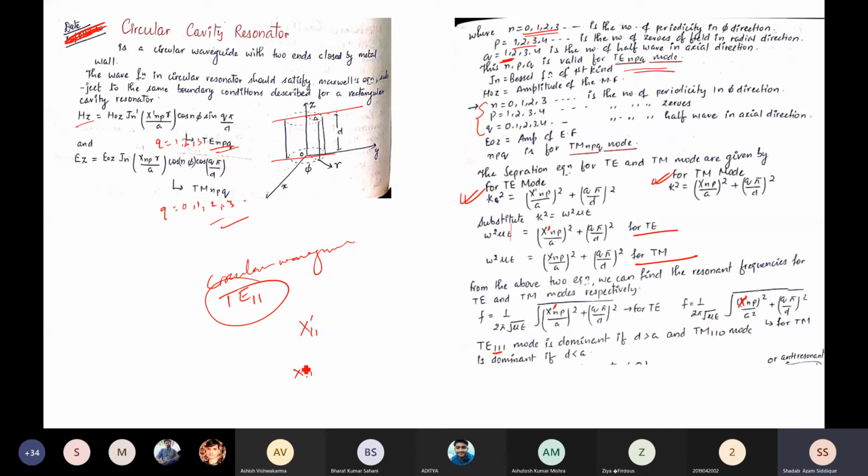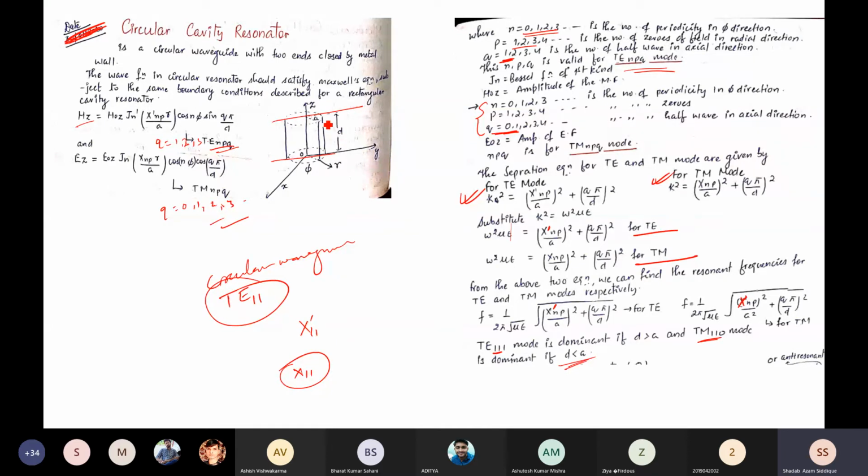Okay, so subject to the condition that D should be less than A. So D should be less than A. So this is the condition for the circular cavity. For the circular cavity, the height of the cavity should be less than the radius of the cavity resonator. Okay, so that is the condition which is there.